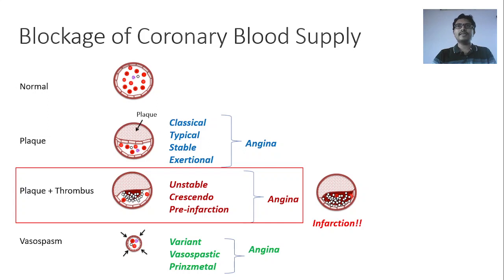There is something called ACS, acute coronary syndrome. Three conditions are classified under acute coronary syndrome. One is STEMI, ST elevation myocardial infarction. Second one is non-ST elevation myocardial infarction, NSTEMI. Any idea which is the third one? The third one is unstable angina. So unstable angina has been grouped along with myocardial infarction. That is the reason why unstable angina is the most dangerous type of angina.